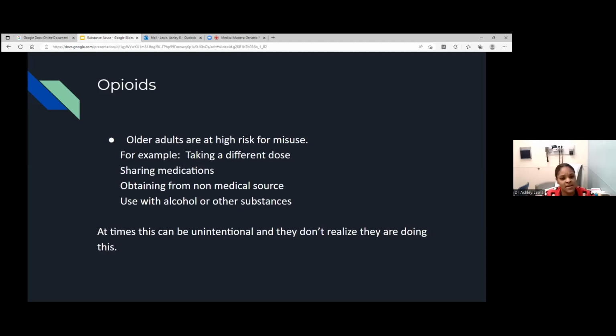At times they can be unintentional and they don't realize they are doing it. So that's kind of like what I was saying, it could be a mistake, but you still have that same risk and concern of increased use and misuse.